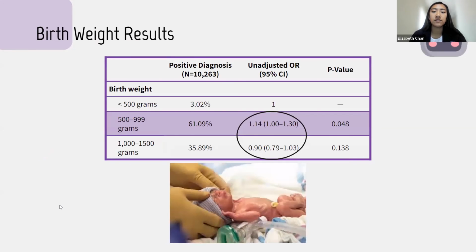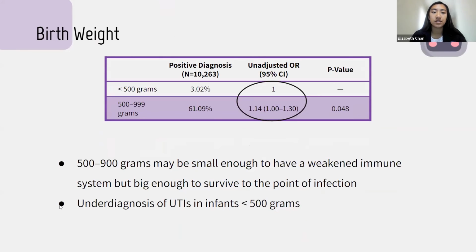For birth weight, infants weighing 500 to 999 grams represented 61% of the UTIs in our study and had the highest unadjusted odds ratio of 1.14, which meant they were 14% more likely to contract a UTI. And this population might be small enough to have a weakened immune system, but big enough to survive to the point of infection. And thus, there may have been an increased chance of contracting a UTI.